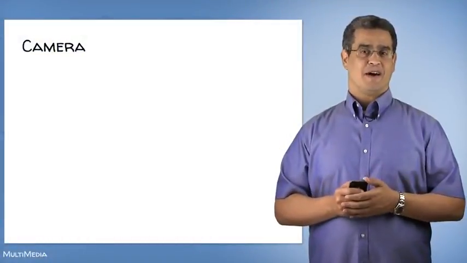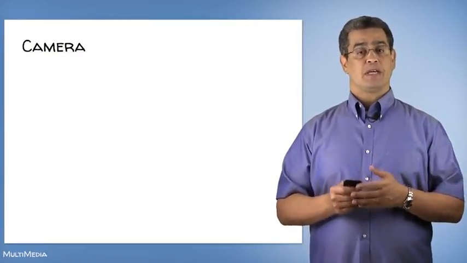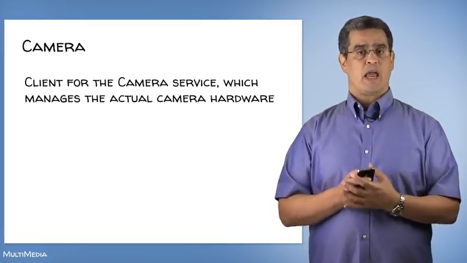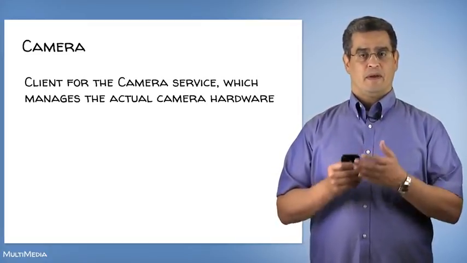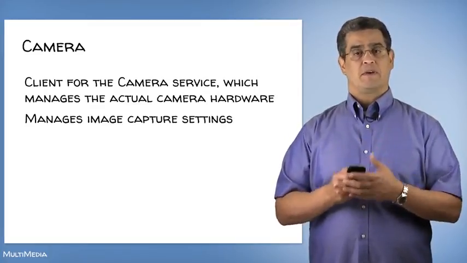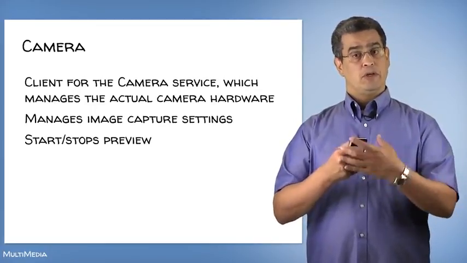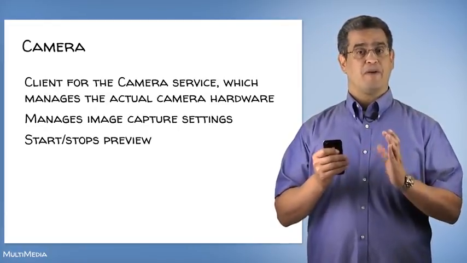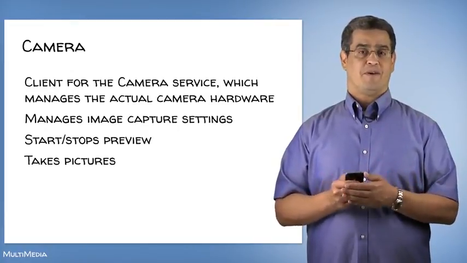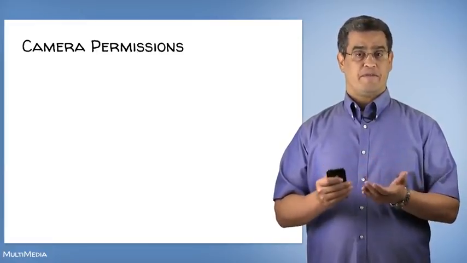The last class we'll talk about in this lesson is the Camera class. This class allows applications to access the camera service, the low-level code that manages the actual camera hardware on your device. Through this class, your application can manage settings for capturing images, start and stop a preview function, which allows you to use the device's display as a kind of camera viewfinder, and most importantly, it allows you to take pictures and video.